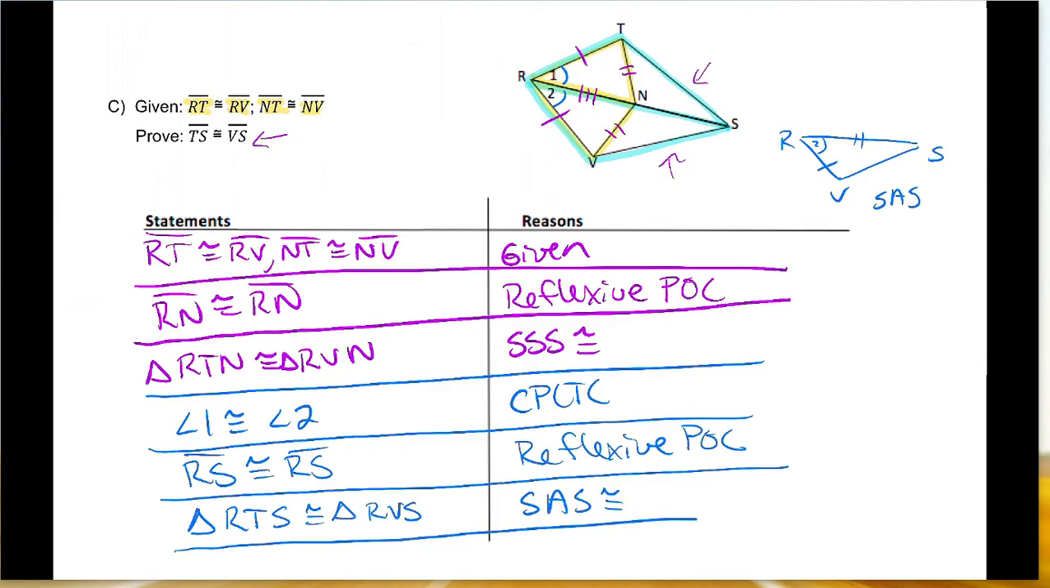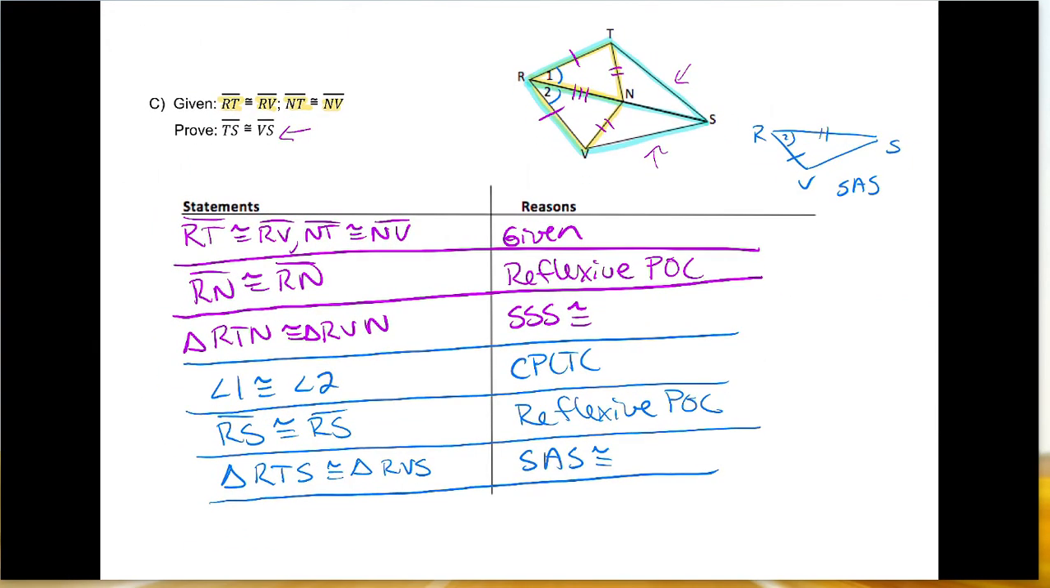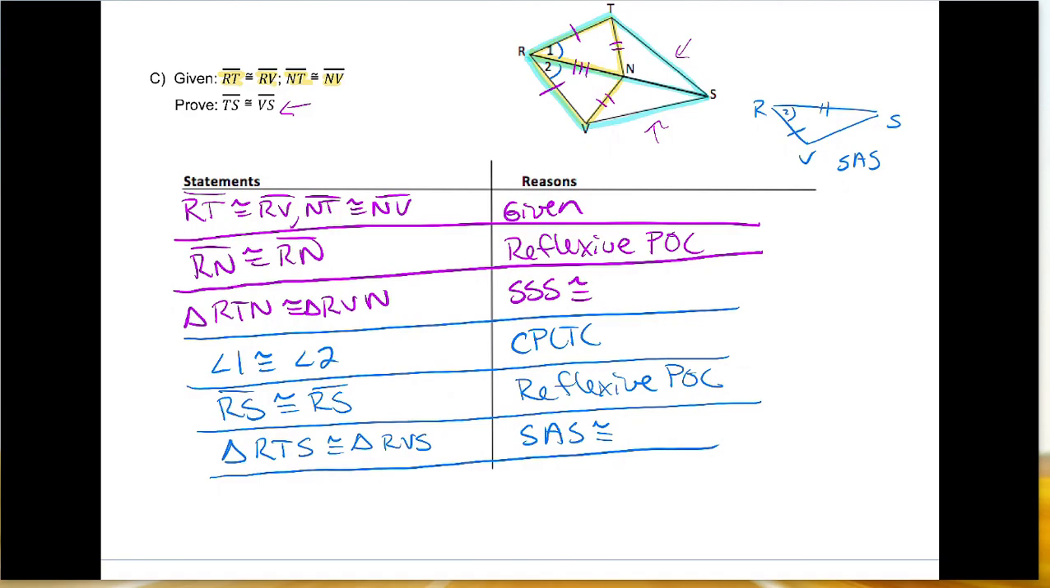And now that I have these two triangles congruent, I can say that TS and VS are congruent because those are a corresponding part of these new triangles. Remember that this reason that I'm using here, CPCTC, stands for corresponding parts of congruent triangles are congruent. It will always be used right after you prove triangles congruent to each other, and it will always be telling you one of their corresponding pieces that you did not have originally.